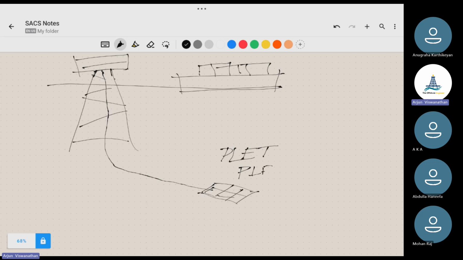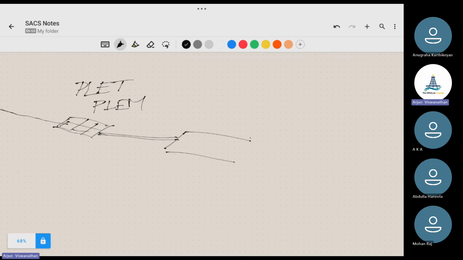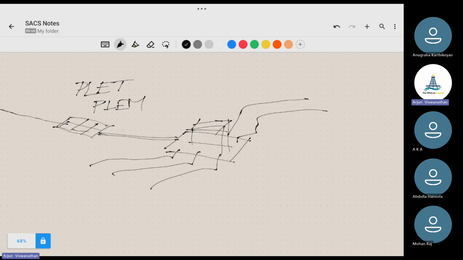Then from all these things, the pipeline will go and we will come to something called a manifold. From the manifold, there is distribution going to different wells. And on top of each well, there will be something called an Xmas tree. So we call them Xmas trees. It will be on top of the wellhead. From each well, this manifold will collect the oil and take it over.